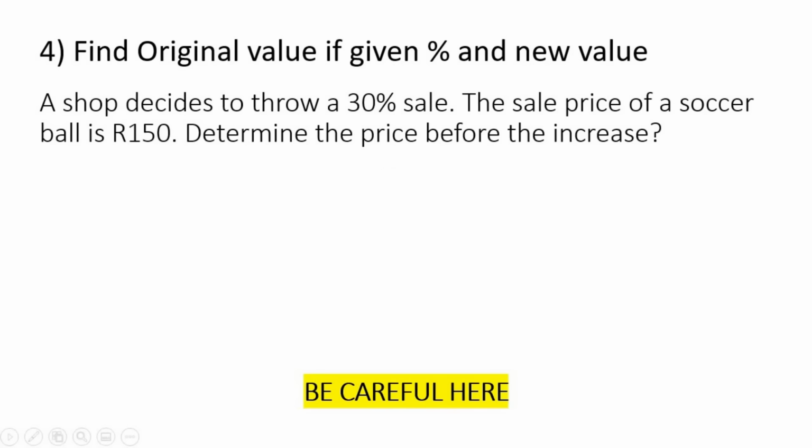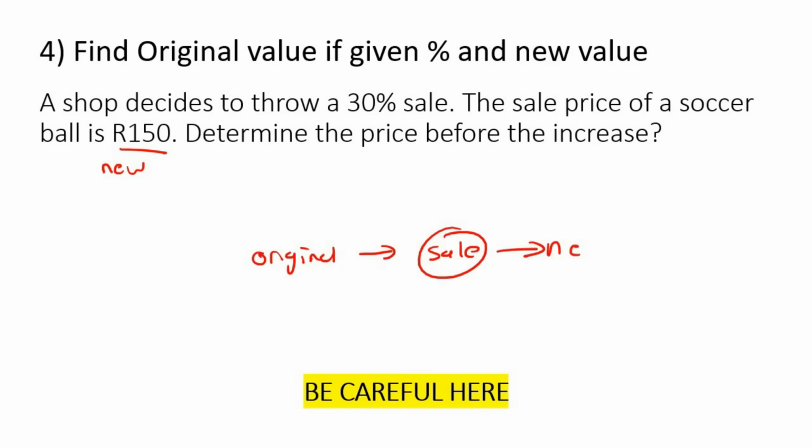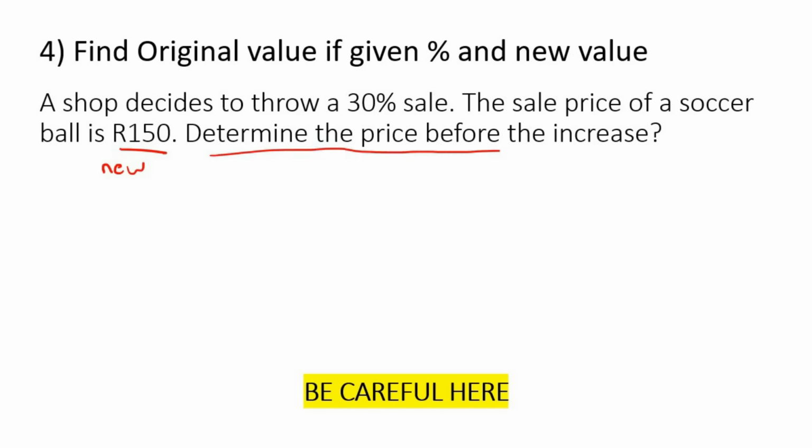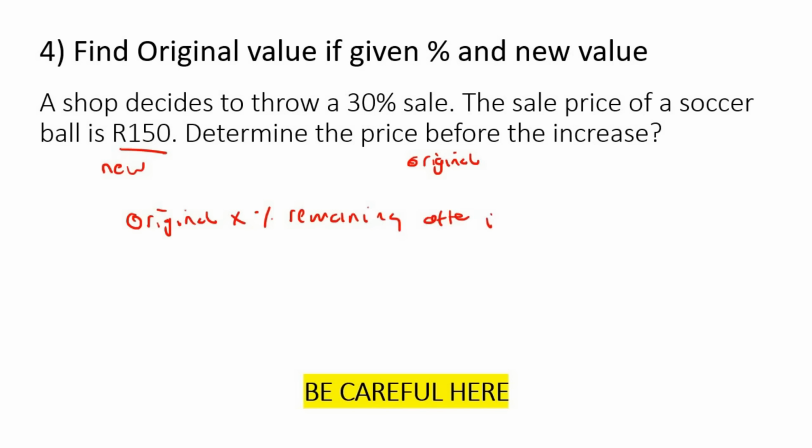Okay. So, a shop decides to throw a 30% sale. The sale price of a soccer ball is 150. So that's the new price, right? Think about it. You have the original price. Then you throw a sale, and so that gives you the new price. Then they ask us here, determine what the price was before the increase. So that was the original. Okay? So our formula says original multiplied by percentage remaining after increase or decrease will always be equal to the new price.